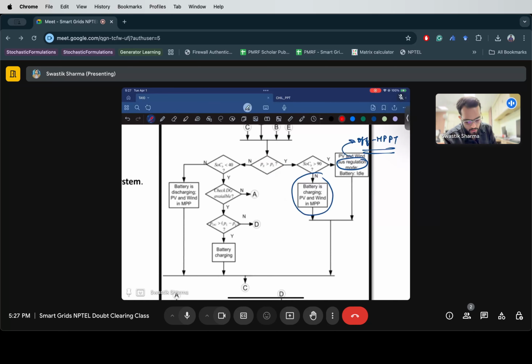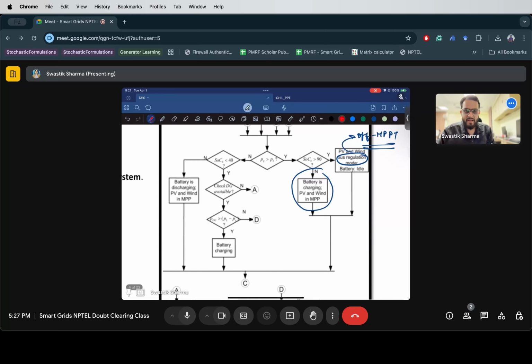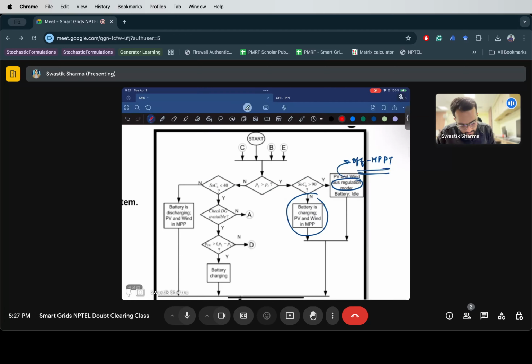If the condition is not met, we will check how the SOC of the battery looks. If the SOC of the battery has not reached 40 yet, that means we can still continue discharging the battery. If the grid is connected to us and supplying power to us, we check how much the battery's SOC is, and whether we can charge it or not. So we charge it up to a level of 90.